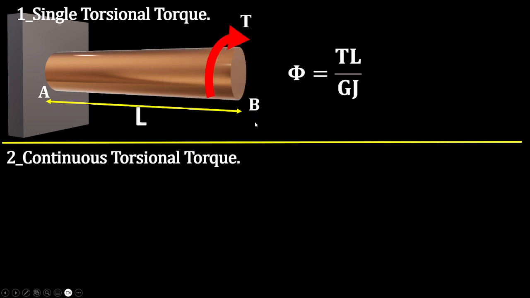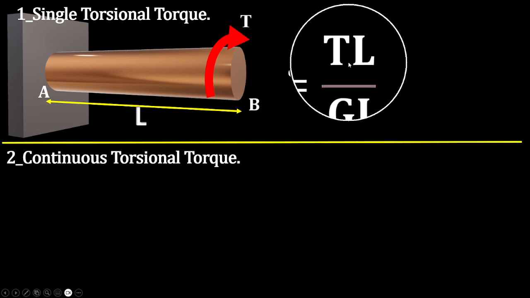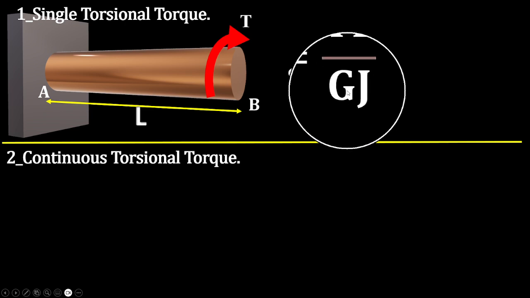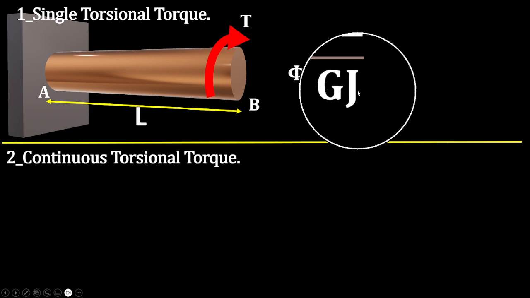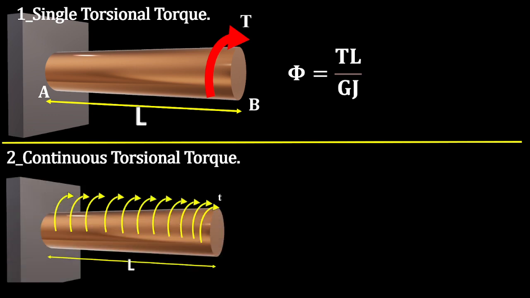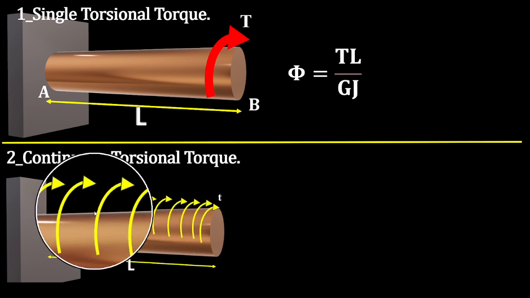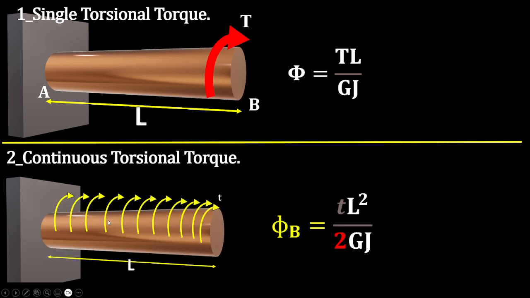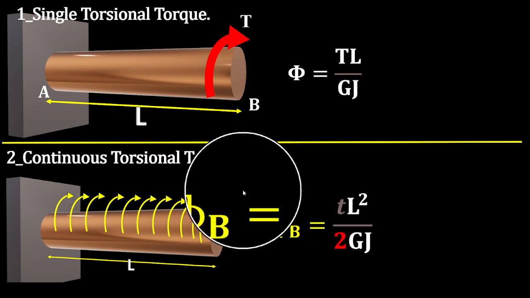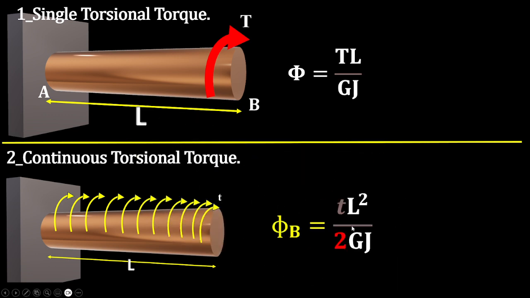The angle of twist phi is the torsional torque T times the length of the beam over the shearing modulus of the shaft times the polar moment of inertia. Now let's see what happens if a continuous torsional torque is applied to a beam like the figure below. In this case, phi at the free end is small t L squared over 2GJ. Let's see how we can derive this equation.